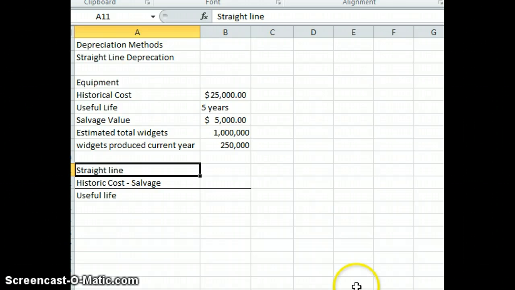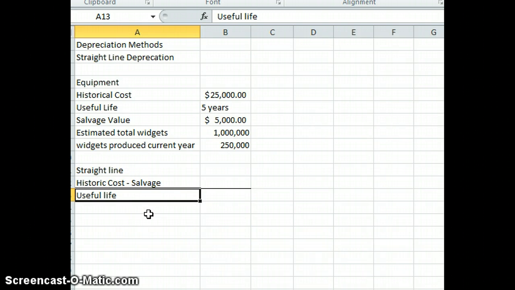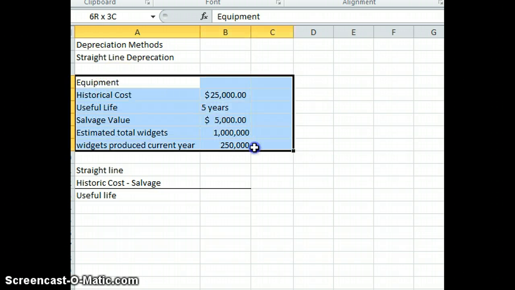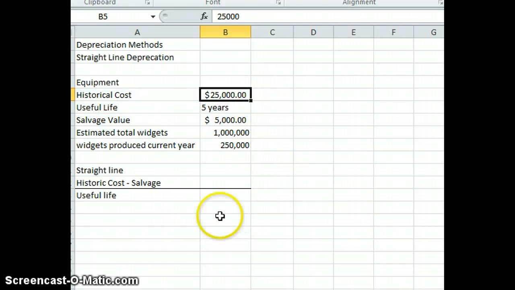In straight line depreciation, we take historical cost, we subtract the salvage value, and we divide by useful life. Here you can see we have some facts about the piece of equipment that we are going to depreciate using all the different methods. And we have here historical cost of $25,000.